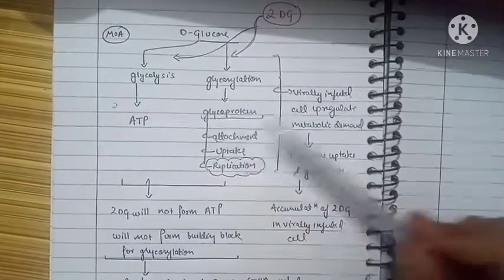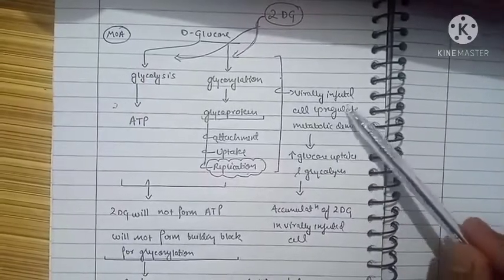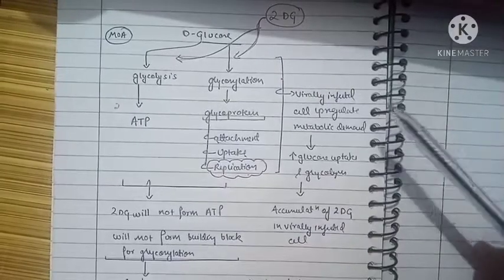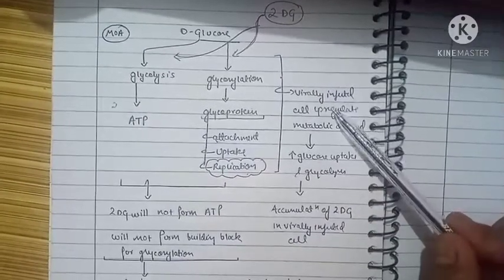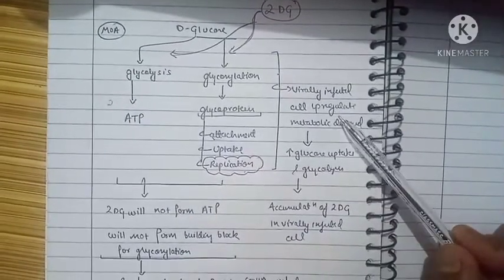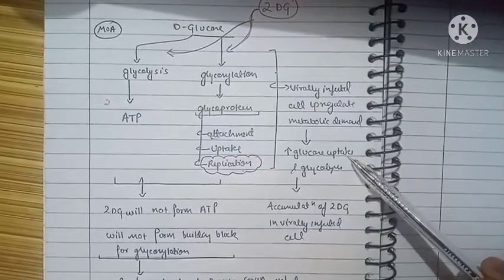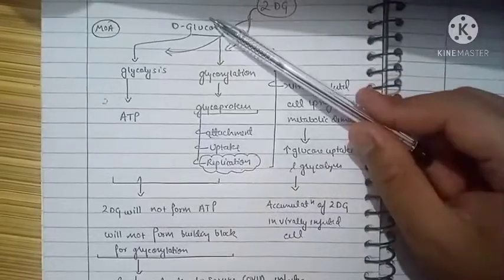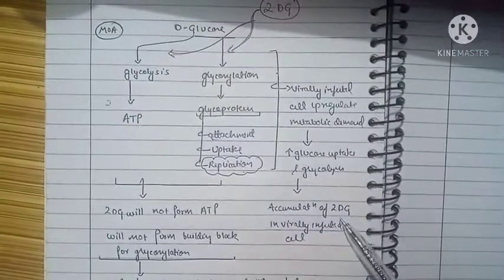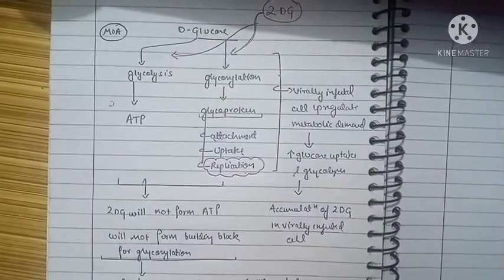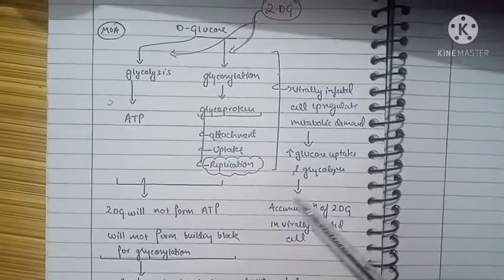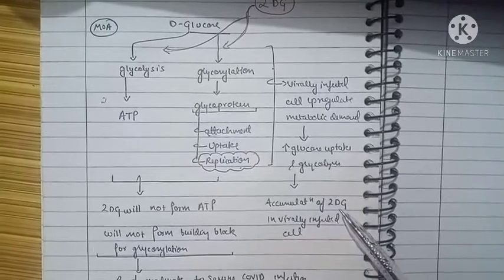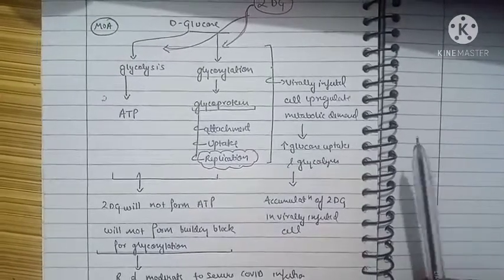The third thing is a virally infected cell upgrades its metabolic demands because it needs to replicate rapidly. This upregulated metabolic demand will lead to increased glucose uptake and glycolysis. But in this case, instead of D-glucose, the cell will take up more of 2-deoxy-D-glucose. In a virally infected cell, we will see accumulation of 2-deoxy-D-glucose.